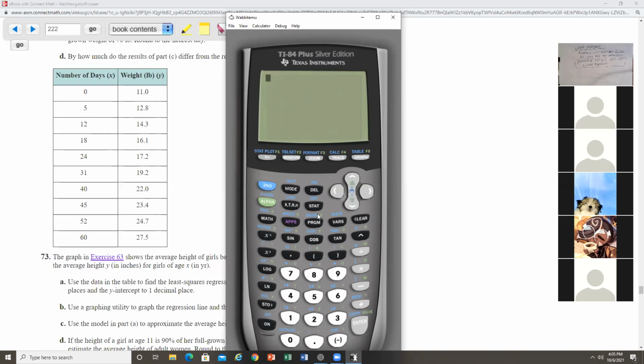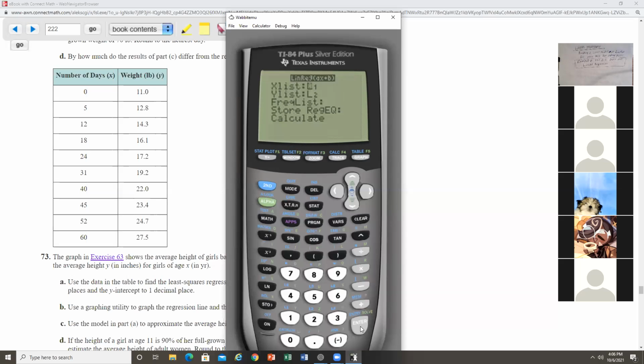Ladies and gentlemen, now we're going to go back to stat, and we have to perform linear regression. So stat, go over to calculate, hit your right arrow key to go to the calculate menu. Stat, calculate, now scroll down to the linreg function, that's linear regression. Hit enter to activate the linear regression function.